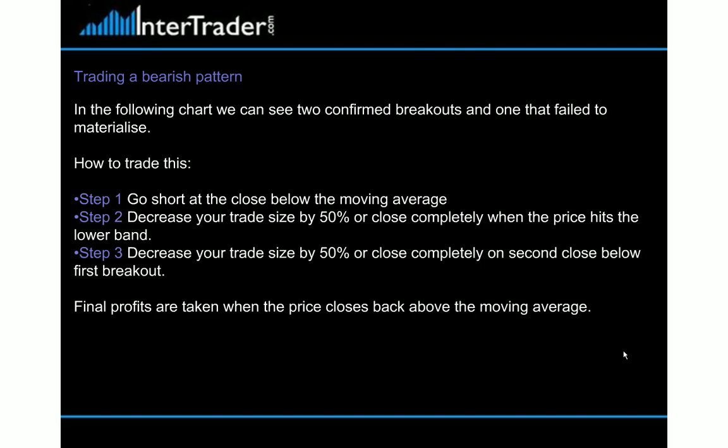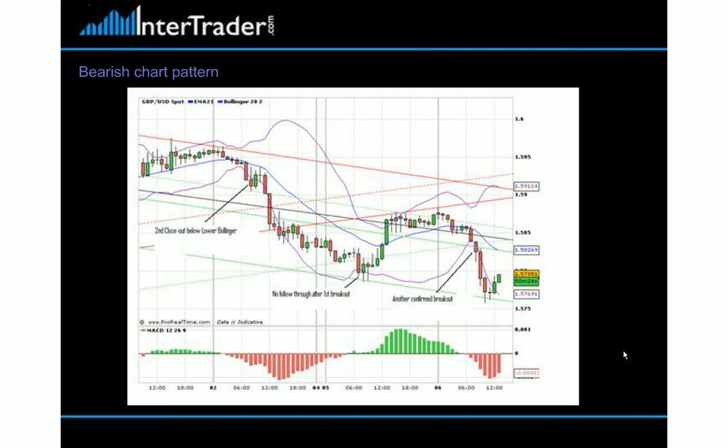Decrease your trade size by 50% or completely when we hit the lower band, or decrease your trade size by 50% and close completely on the second close below the first breakout. Final profits are taken when we're back inside the moving average. So we'll show you that in the example. These charts seem a little bit more complicated, but they're not.